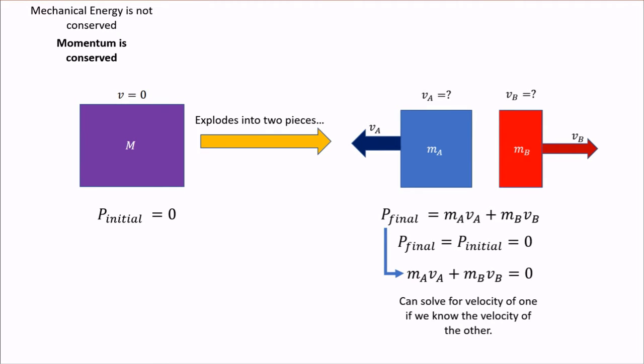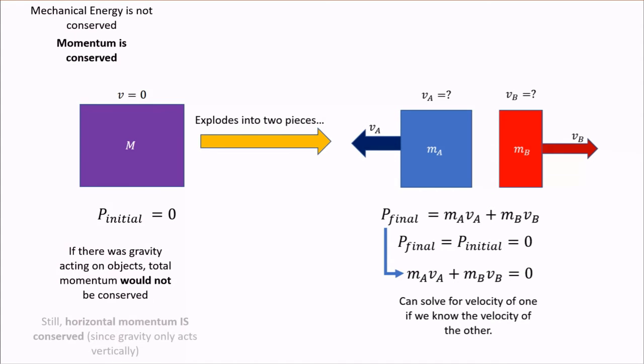Now, it is very important to realize that this is only true when the only forces that occur are happening between members of the system. If, however, there was also gravity acting on both of these objects, then momentum of our two-object system would not be conserved. However, even in this case, if the gravity only acts in the y direction, we can still consider the momentum in the x direction to be conserved, so we can still write this equation.